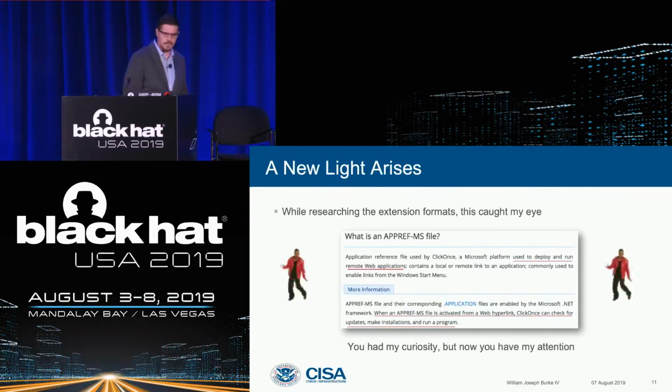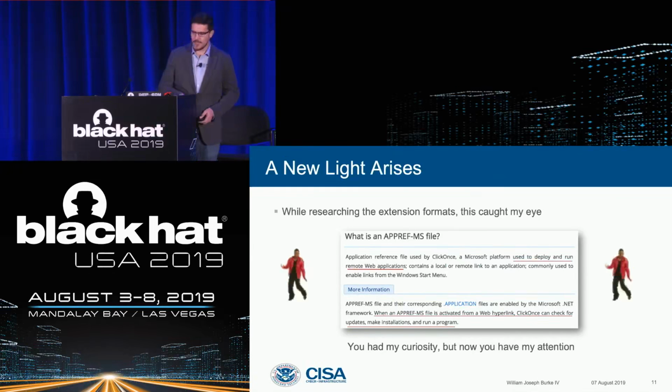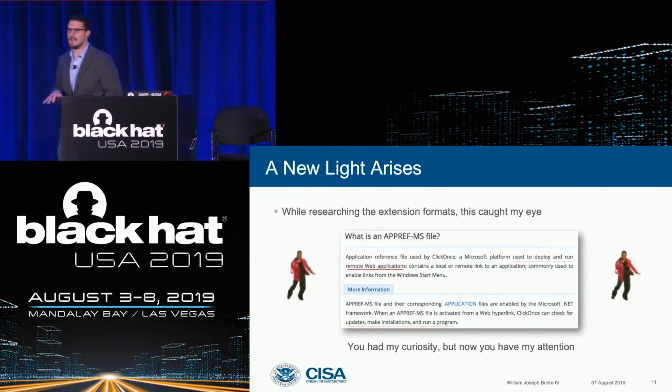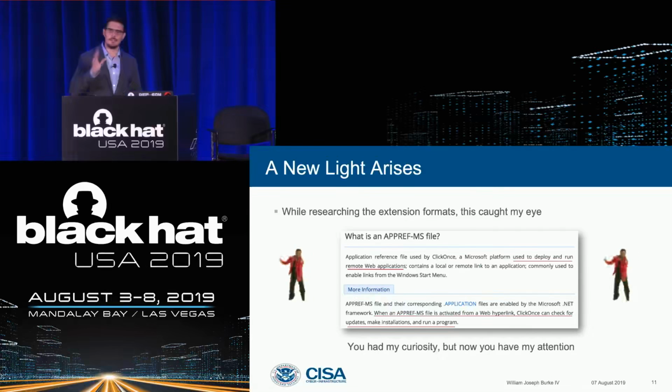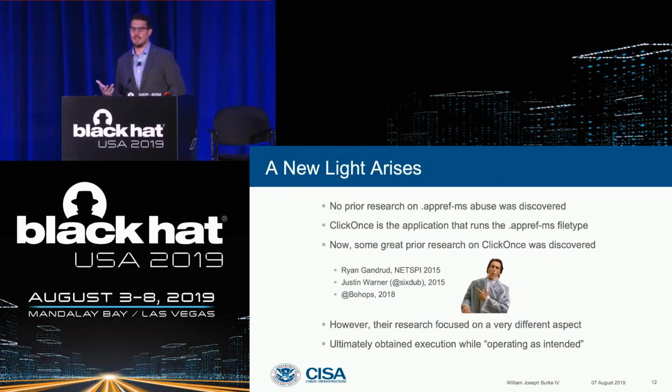Appref MS is used to deploy and run remote web applications and contains a local remote link to an application commonly used to enable links from Windows Start menu. So this kind of told me that there might be something there. So this was kind of a hit for me in terms of the research path I was going down. So based on that, I'm going to do a little more digging and find out if there's any prior research on this.